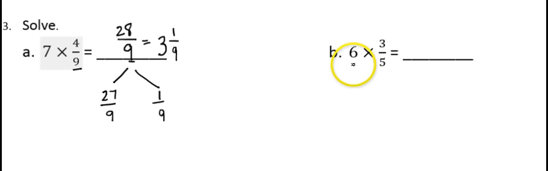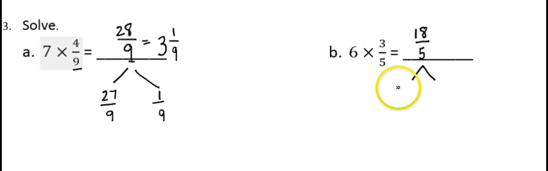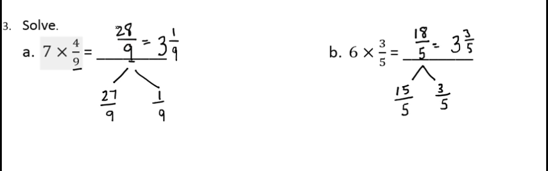For question B, I have 6 times 3/5, so I'm going to take 6 groups of 3/5. Well, 6 times 3 is 18, so that would be 18 pieces, and the pieces are still fifths. And again, I'm going to use the number bond to change that to a mixed numeral. This time I'm working with fifths. The closest multiple of 5 would be 15, so I'll take 15 fifths and 3 more fifths to make the 18 fifths. 15 fifths is the same as 3 wholes, and then I have 3 fifths for a final answer of 3 3/5.